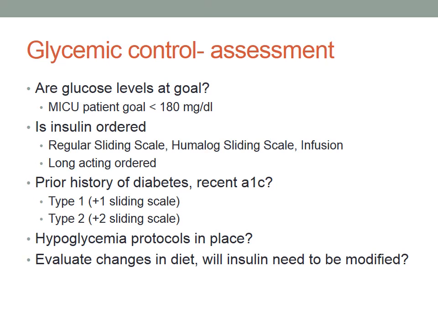If we believe that their glucose is not at goal or that it won't be at goal based on a history of diabetes, we should ensure that insulin is ordered. Discussing the intricacies of each insulin is also beyond the scope of this presentation.